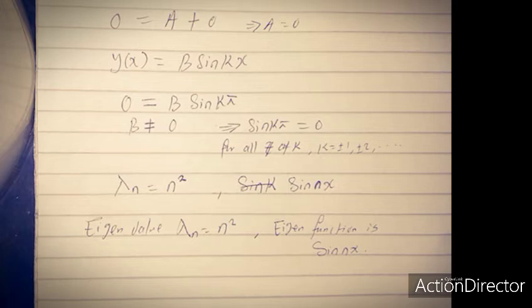Just make sure that you understand how to do it. That is, we are looking for a non-trivial solution. That's where our condition lies. So we have to test when lambda is negative, when lambda is 0, and when lambda is positive.